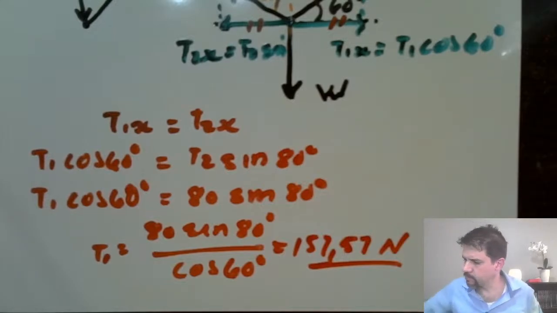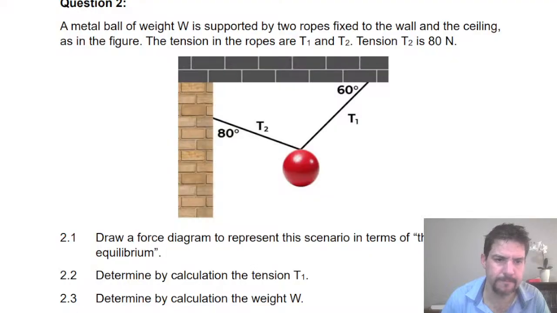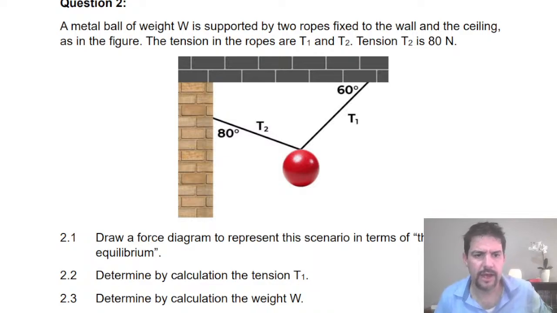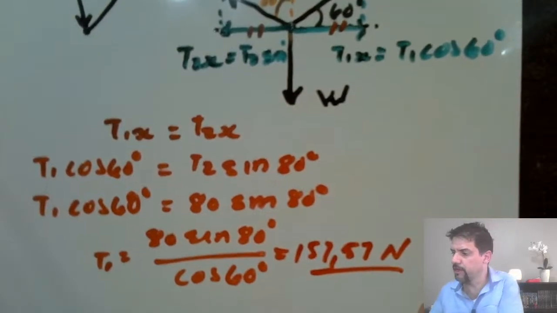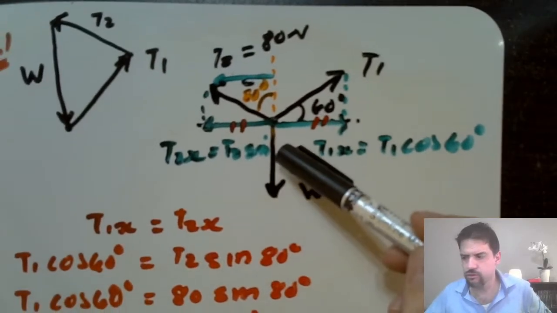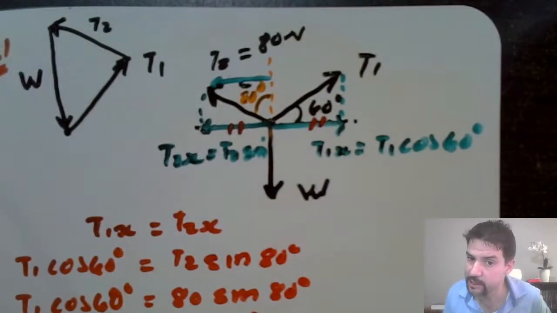Okay. So now, the next question says, determine by calculation W, and that is the end of the question. Now, how are we going to determine W? Guys, you need to remember that W is on the y-axis. Look here. W is on the y-axis. So we have to work on the y-axis. To do that, we have to break the two forces into the y components, which we didn't do before.